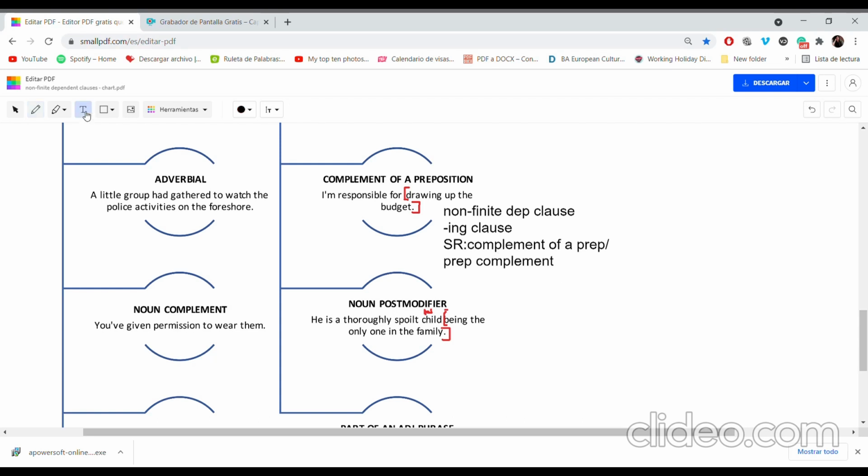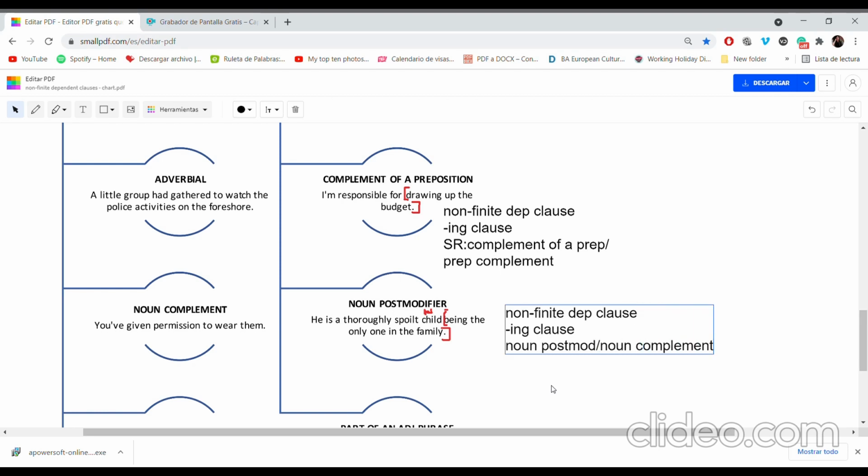As regards the analysis, please remember first things first, non-finite dependent clause. And this is also an ing clause. We are just classifying the dependent clause in categories. And lastly, here you can say this is a noun post modifier, or you can also say noun complement. That will be the same.